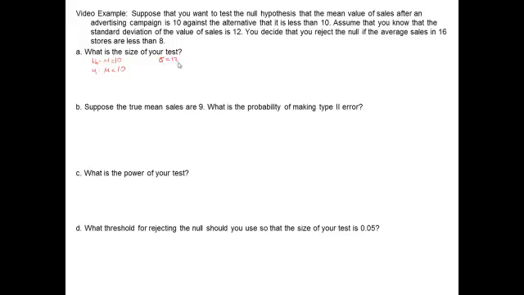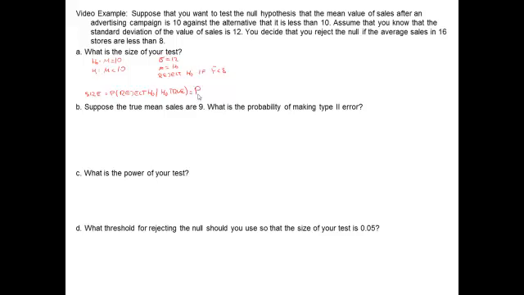So sigma is 12. You decide that you reject the null if the average sales in 16 stores are less than 8. So we got 16 stores, so n is equal to 16, and we reject h0 if y bar is less than 8. And we need to calculate the size of our test. Now, size of a test is the probability of rejecting h0 given that h0 is true.